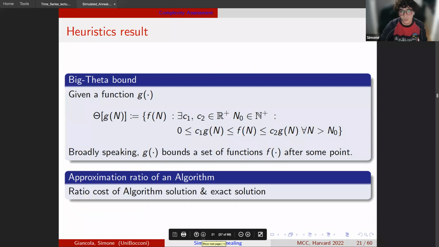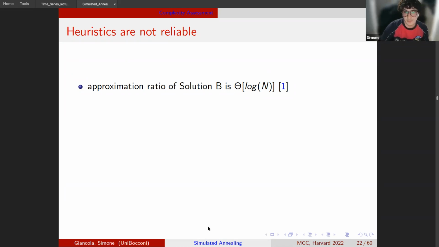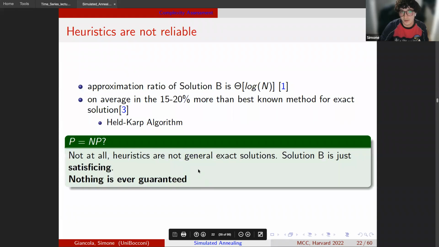Nevertheless, we can also see that using the concept of approximation algorithm and big theta bound, which is just like a function bounding another function, this algorithmic solution is theta log n longer than the exact solution of the TSP problem on average. This means that it is not really super long, and it is also shown to be 15-20% longer than the solution given by the Held-Karp algorithm, which runs in exponential time.